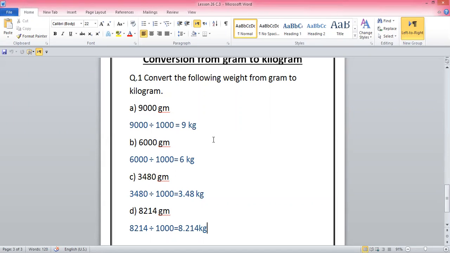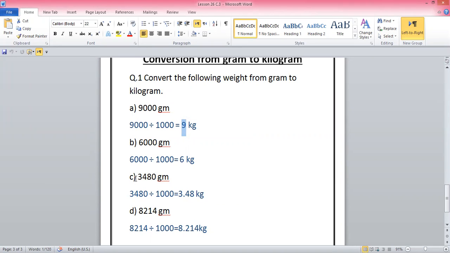So for that, what you need to do, it's very simple. You will do the opposite. When you have to convert from gram to kilogram, you will divide it by 1000. When you divide 9000 by 1000, the 3 zeros of this 9000 will be cancelled by the other 3 zeros of 1000, and the only number which will be left will be 9. So 9000 gram will be 9 kg, 6000 gram will be 6 kg, and 8000 gram will be 8 kg.